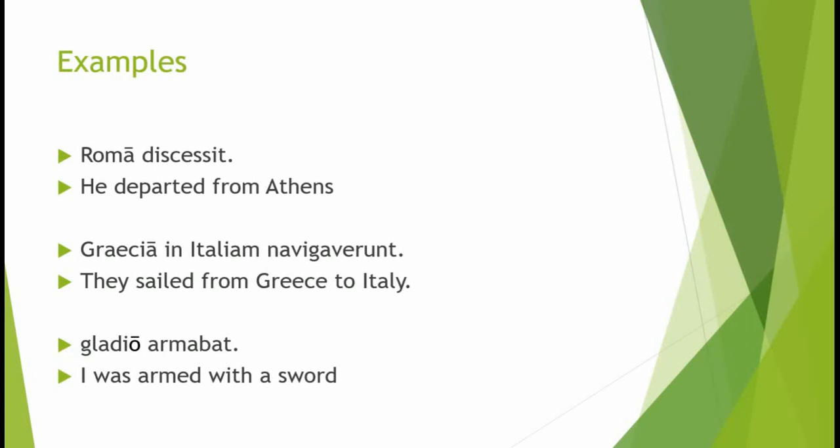So, here's some examples for you. Roma discessit, he departed from Rome. Graecia in Italiam navigaverunt, they sailed from Greece to Italy. Gladio armabat, he was armed with a sword. Okay, so a couple of different ways for you to translate that there.